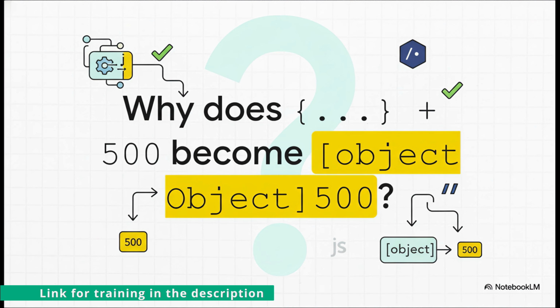So let's just jump right in with a classic JavaScript puzzle. You take an object, you add the number 500 to it. Now, you'd probably expect an error, right? A type error maybe? But nope. Instead, you get this weird looking string, object 500. What is going on here? Well, this isn't a bug. It's actually a completely predictable process. We just need to learn the rules of the game.